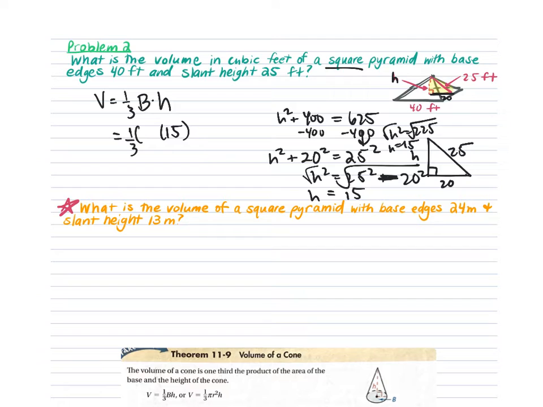We now need big B. Probably should have done that first. Since our base is a square, big B is going to be side squared, where the side is 40. So 40 squared is 1,600. We multiply that by 15 and then divide by 3, or multiply by 1/3, and that is 8,000. And our units are cubed, and they're feet. So 8,000 feet cubed.